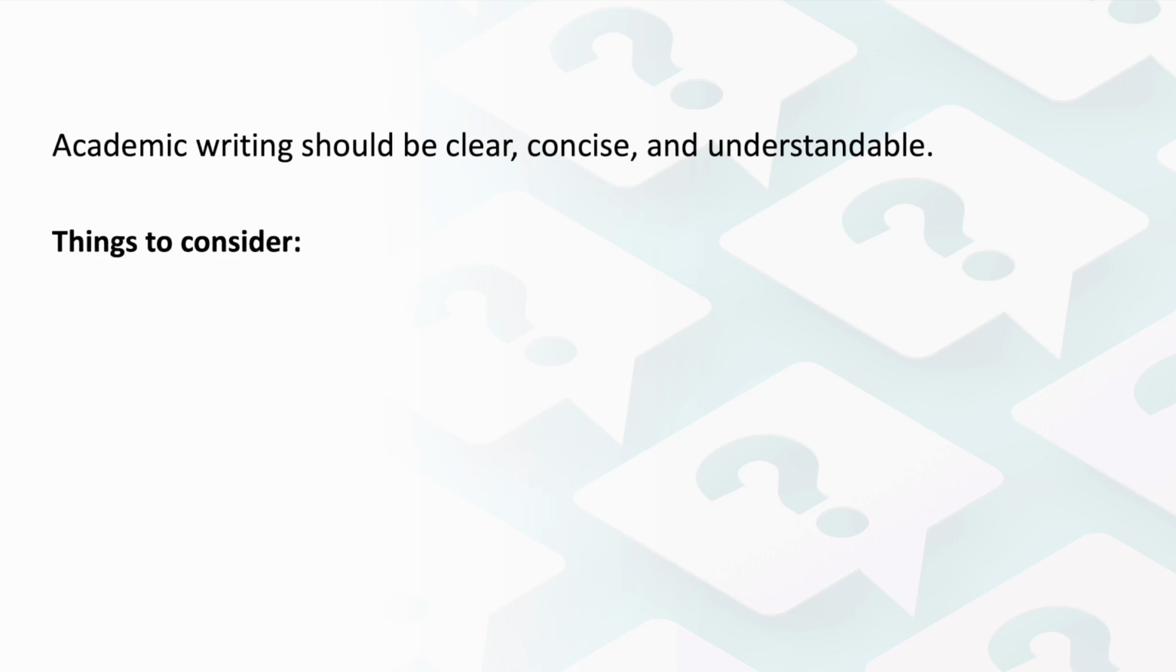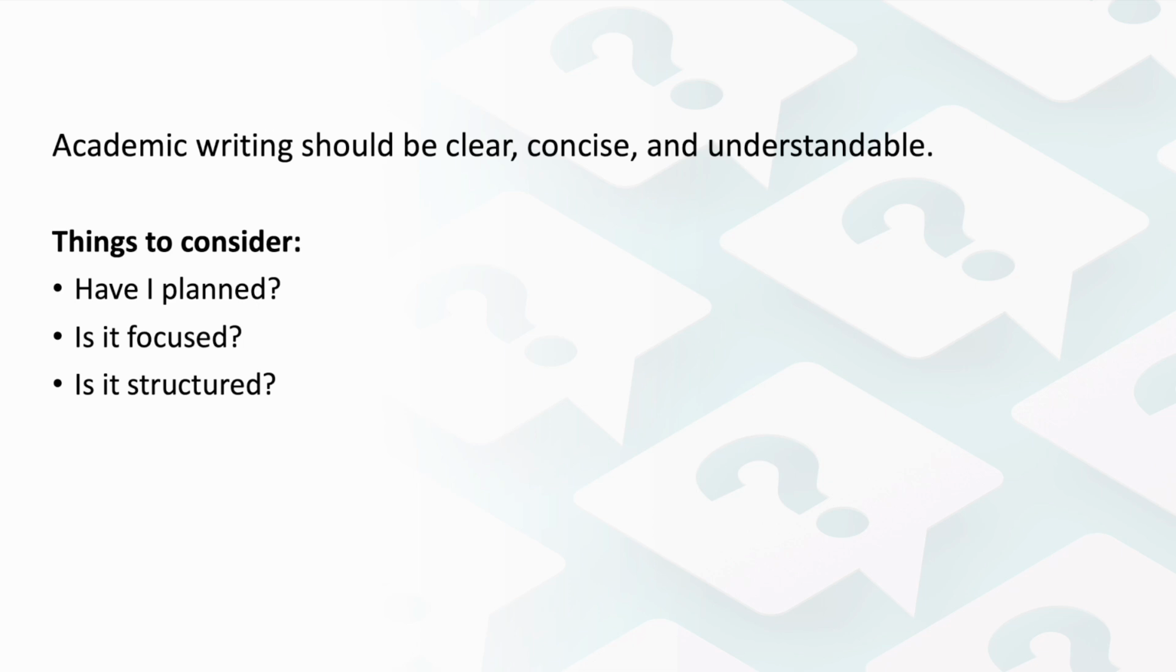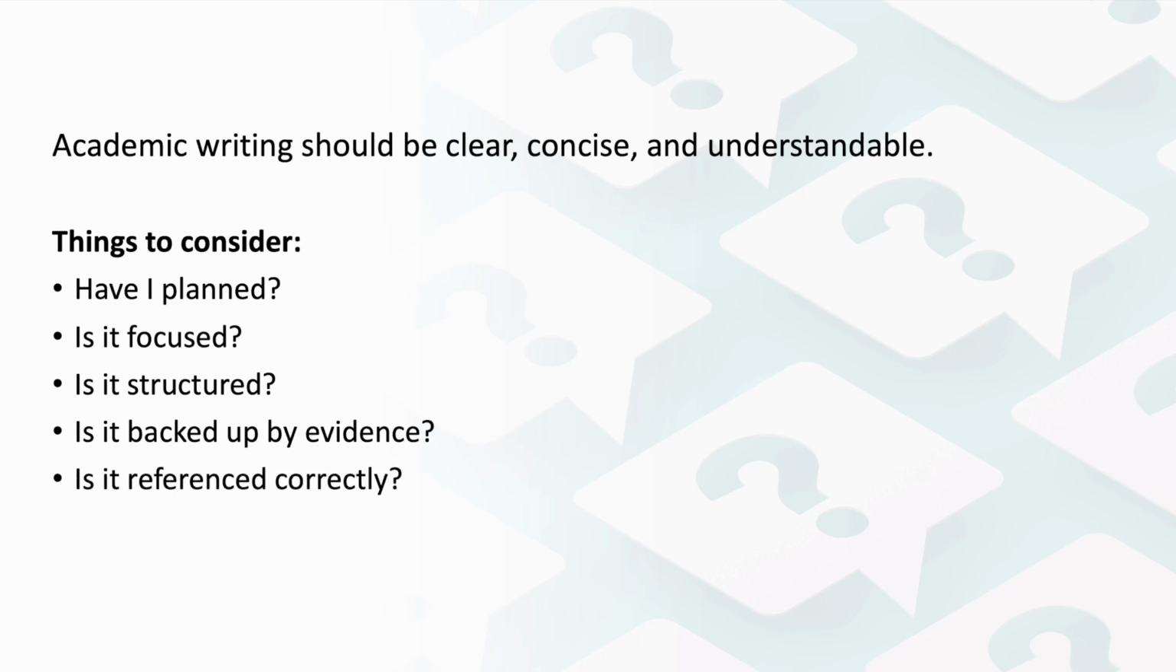Some things to consider. Have you planned? Have you created a bones or skeleton structure? Is your writing focused? Have you gotten to the point, stuck to the point and not gone off on a tangent? Is it structured? Have you ordered your ideas in a logical way using PEEL paragraphs? Is it backed up by evidence? Have you conducted your academic reading via your reading list and wider reading via Google Scholar? Is it referenced correctly? Have you used the Academic Integrity Guide?